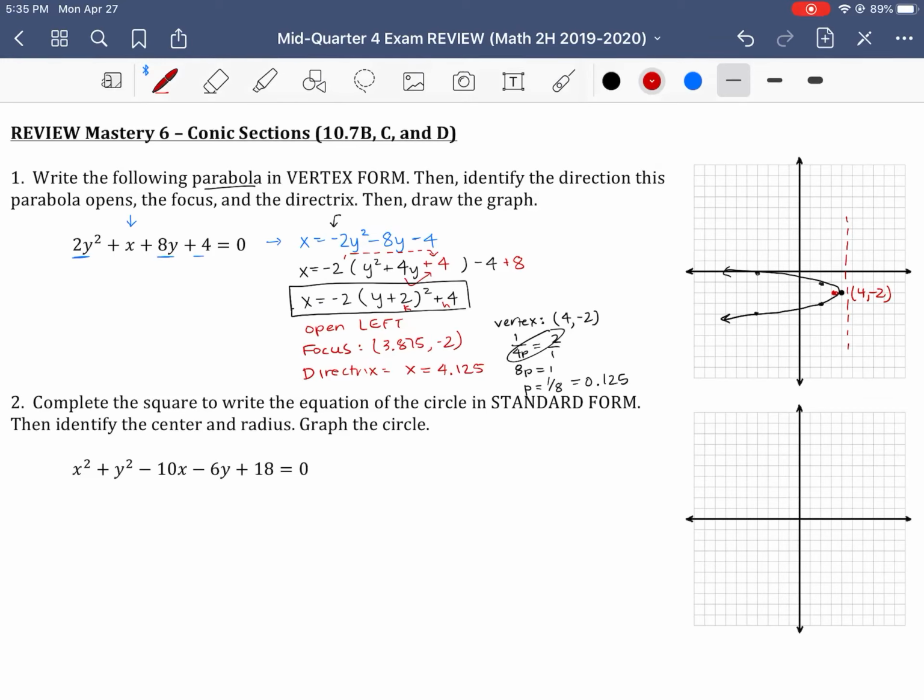All right, let's talk about number 2. This one says complete the square to write the equation of the circle in standard form. Then identify the center and radius and graph the circle. So again, we're going to complete the square.